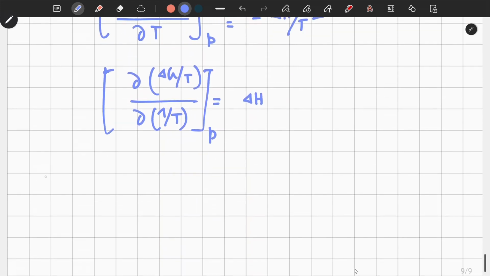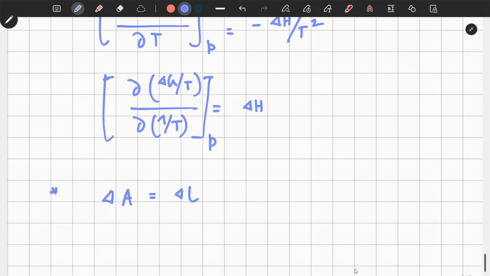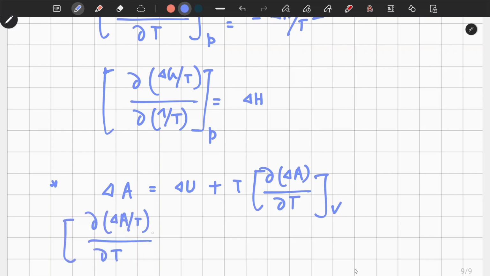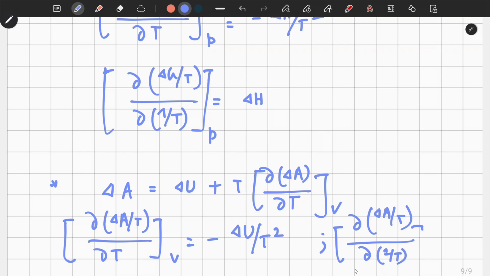So the analogous forms for Helmholtz free energy will be: first, del A equals del U plus T del A by del T at constant volume. Second form will be del by del T of A by T at constant volume equals minus del U by T square. And third form will be del A by T over del 1 by T equals plus del U. So these are for the Helmholtz free energy.